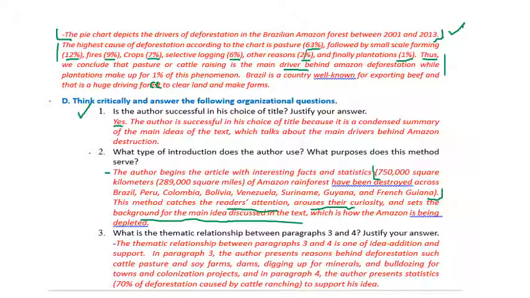Number 3, what is the thematic relationship between paragraphs 3 and 4? By taking a look at those paragraphs, we notice that the thematic relationship between paragraphs 3 and 4 is one of idea addition and support.